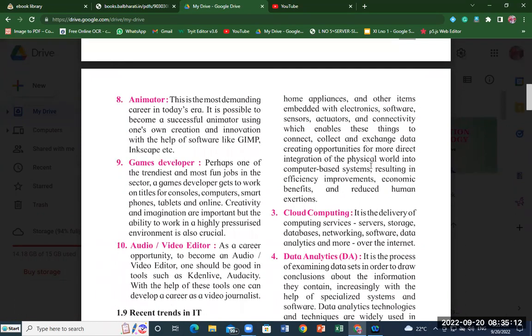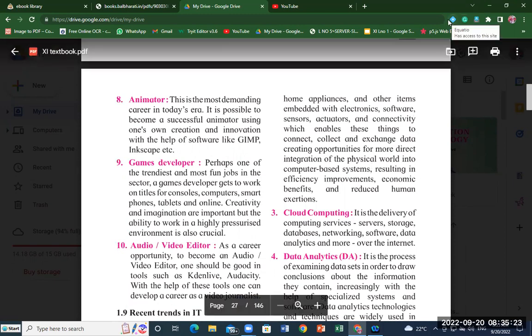Okay, so many appliances, what we can call home appliances, your vehicles, your geyser, your toaster, your washing machine, right? All these we embed with certain electronic software.